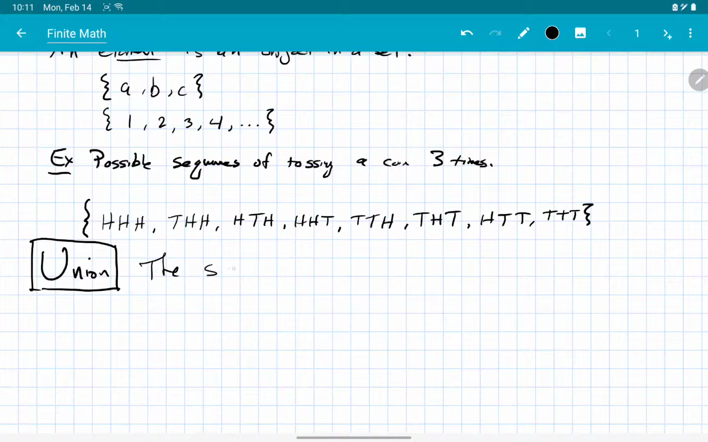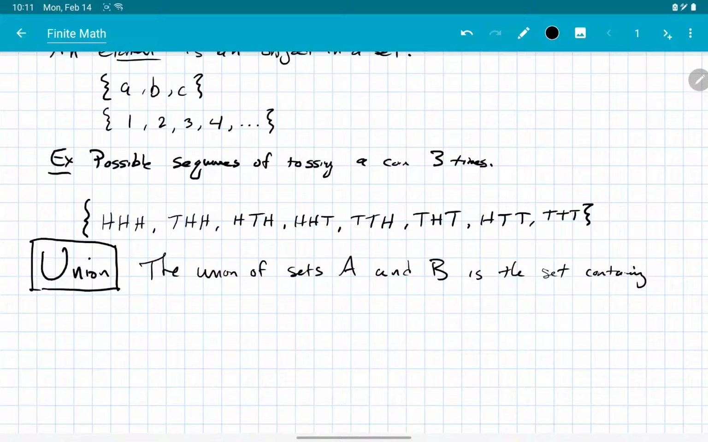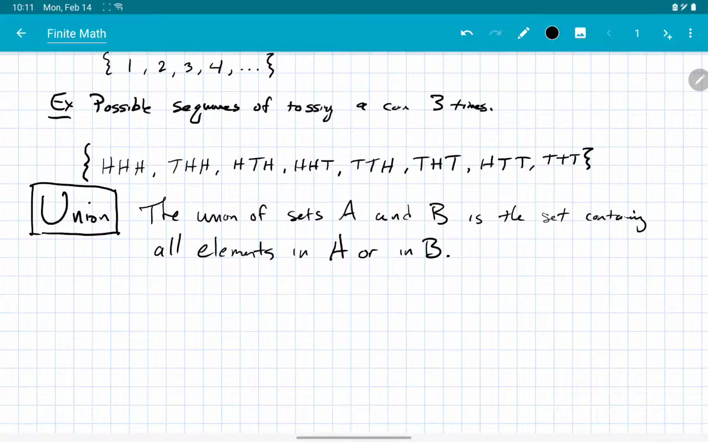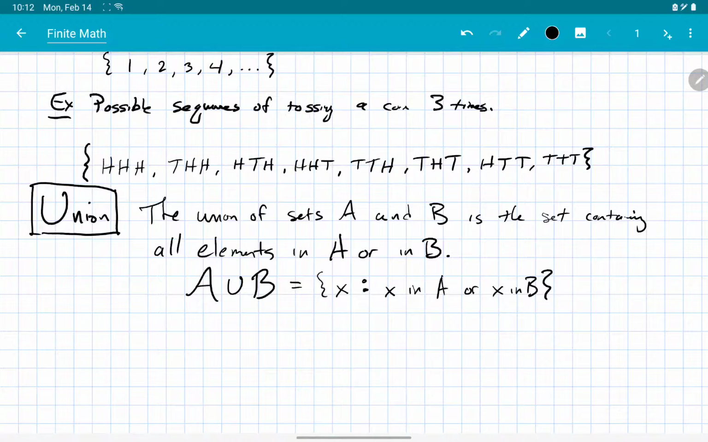The union of sets A and B is the set containing all elements in A or in B. And the way we write it is A, this little U symbol, and then B. Okay, so that's A union B. And the set theory language way of writing this is all x's, where x is in A or x is in B. That's what we mean by a union.